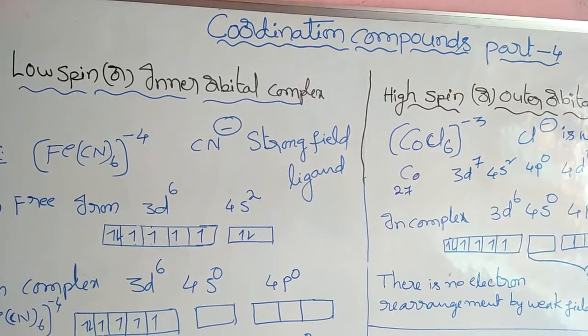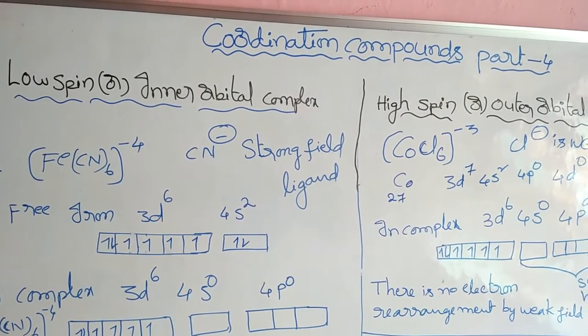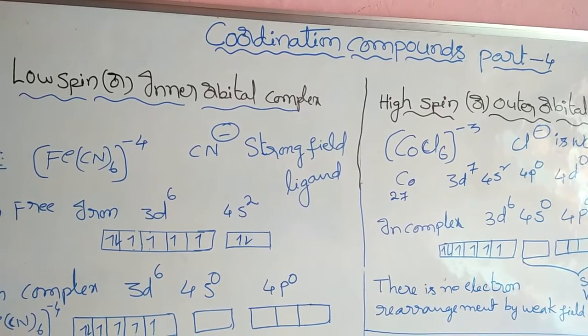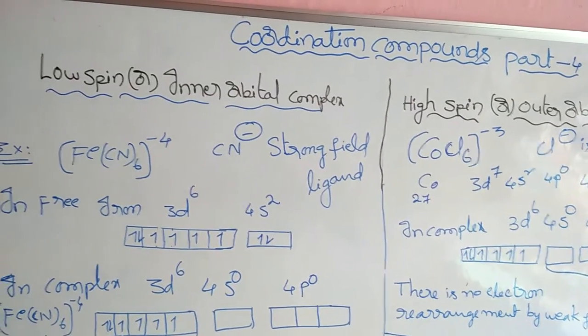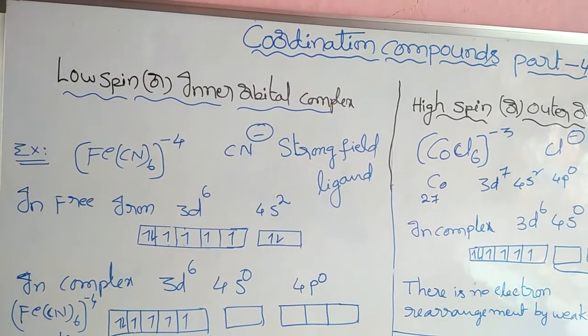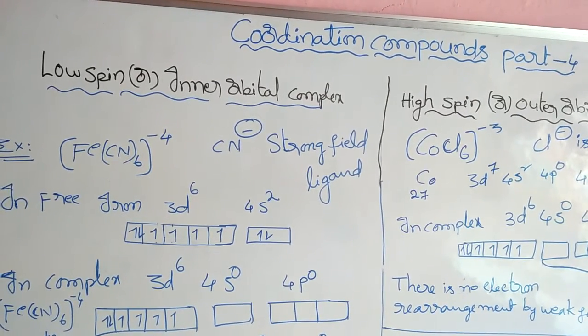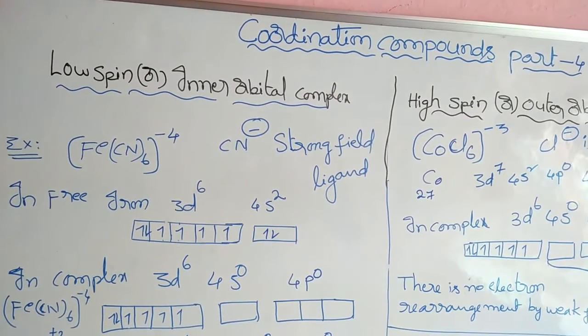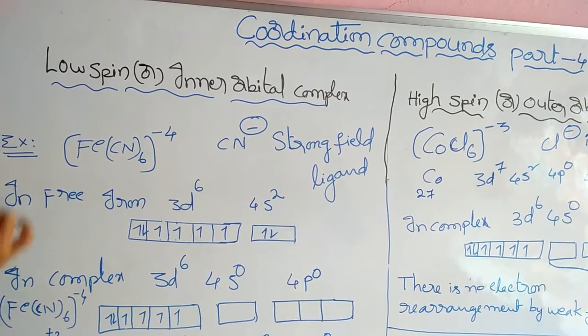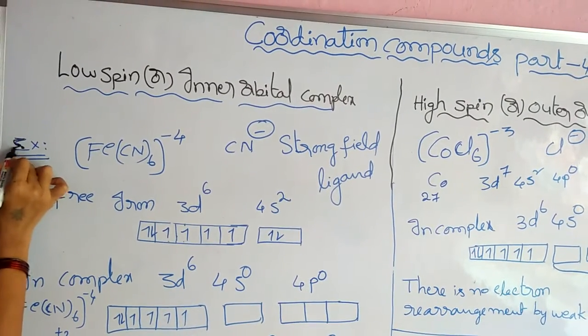Today we are going to discuss coordination compounds, part 4. In that we are going to discuss low spin or inner orbital complexes, and high spin or outer orbital complexes. What are low spin or inner orbital complexes? We can go through an example.